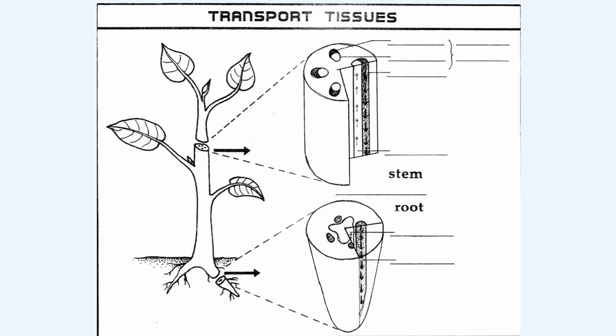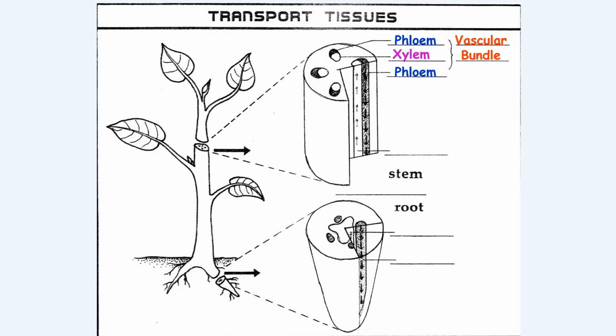There are two types of transport vessels in the plant, one of which is the xylem and the other is the phloem. The xylem transports water and it's always found on the inside of the plant because it's got rings of lignin in it, so it strengthens the plant in the middle. And then the phloem's always found outside of the xylem. So you've got your phloem and your xylem, which make up your vascular bundle or your leaf vein.